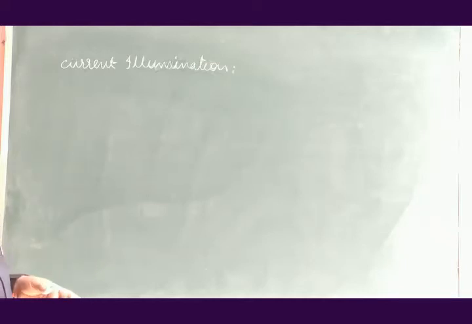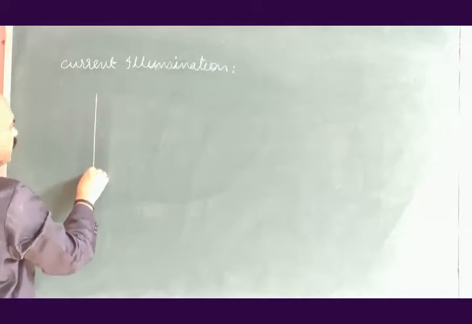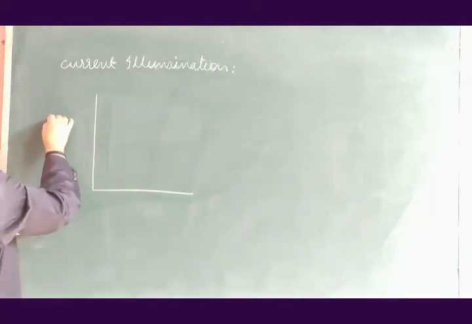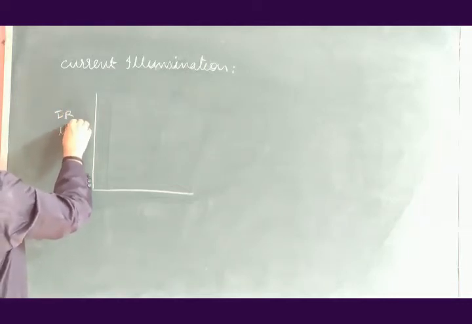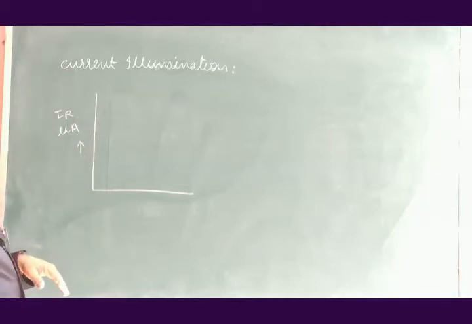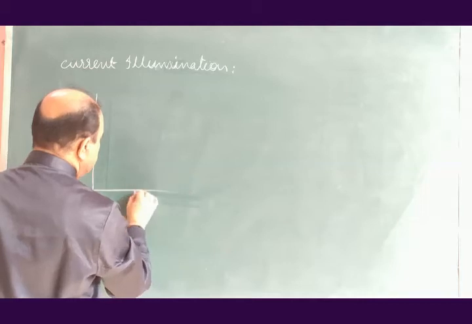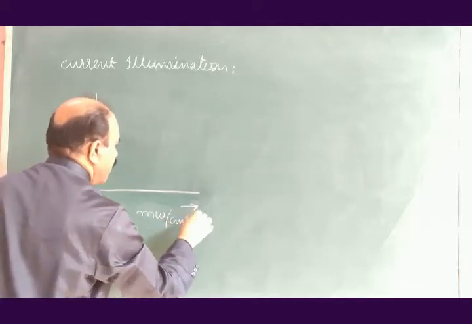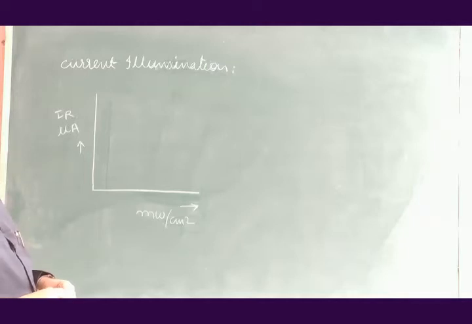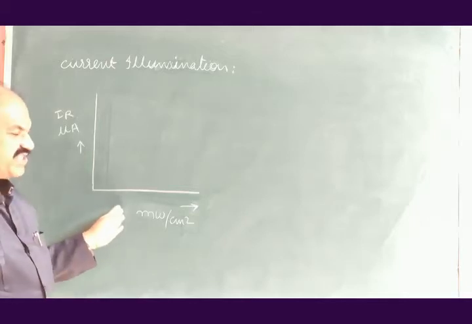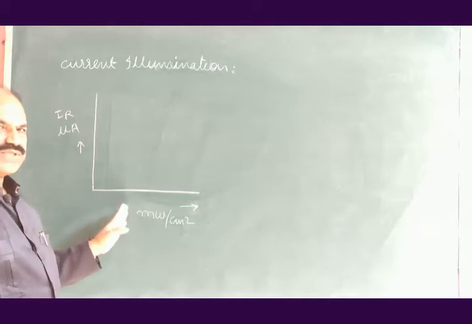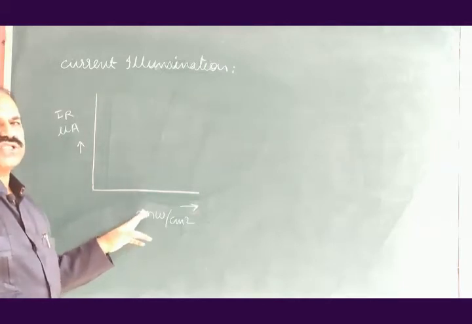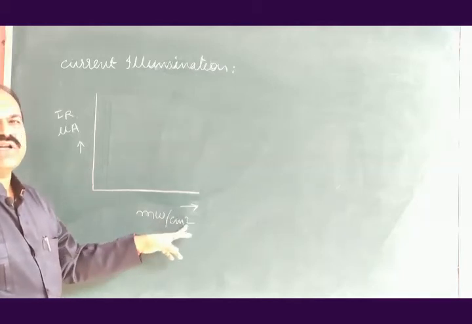In current illumination characteristics, we take the current flowing through the photodiode, IR in microampere, on the y-axis, and we take the intensity of light, milliwatt per centimeter square, on the x-axis. The reverse voltage is provided to the photodiode and held constant, and the intensity is increased in regular steps: 2 lux, 4 lux, 6 lux, 8 lux, 10 lux, 12 lux, and so on.